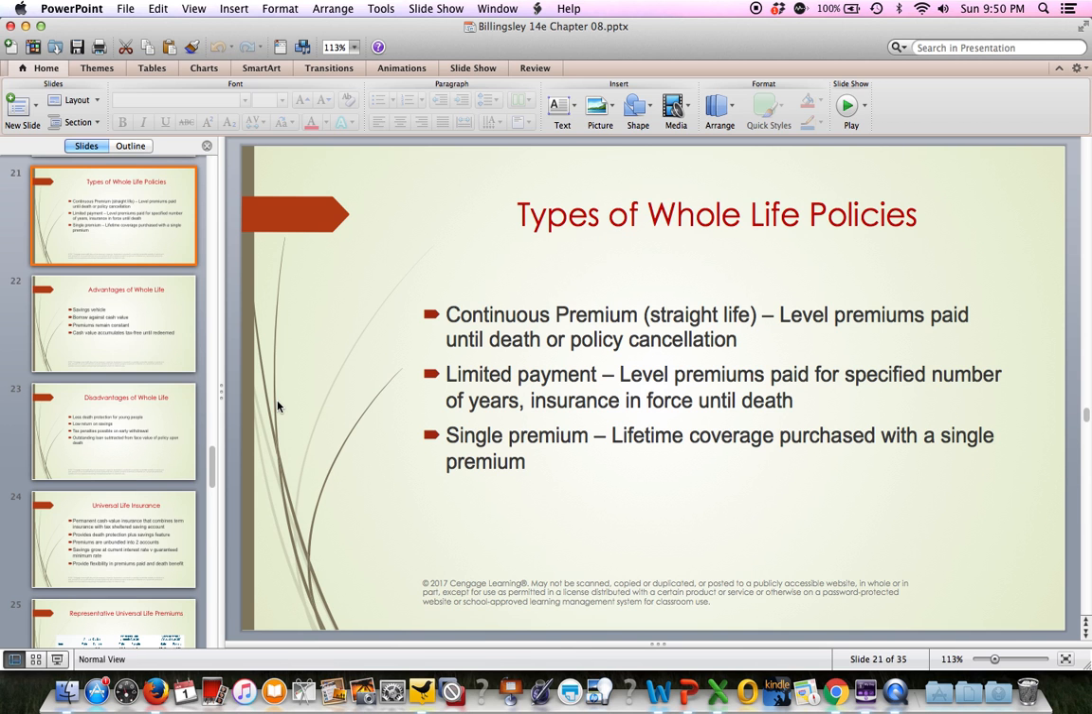Some other types of whole life policies: continuous premium, or straight life, with level premiums paid until death or policy cancellation; limited payment, with level premiums paid for a specified number of years and insurance in force until death; or single premium, where you just make one payment and you are covered for a very long period of time. There's lots of ways to do it, but these are all examples of whole life policies.